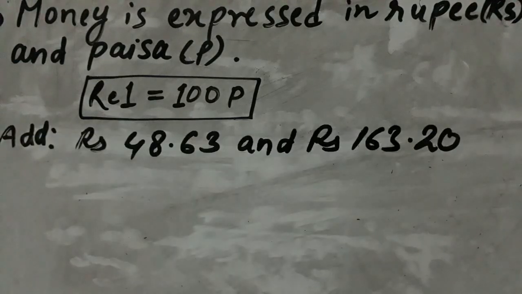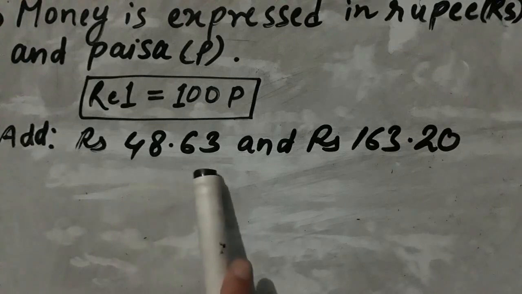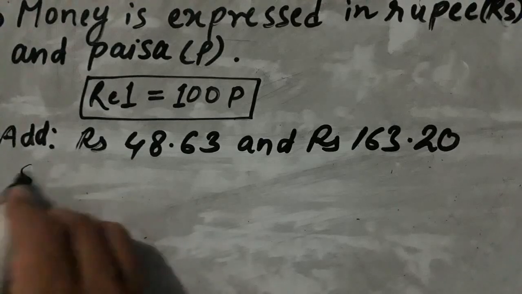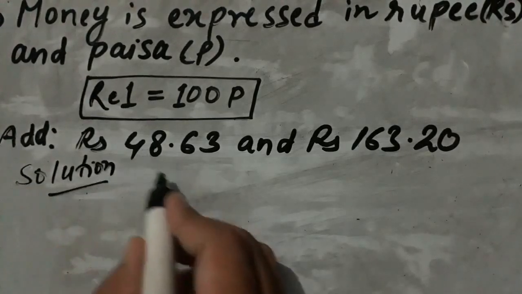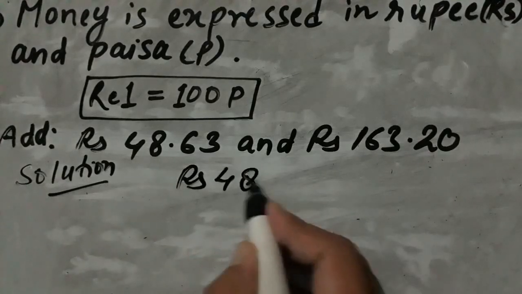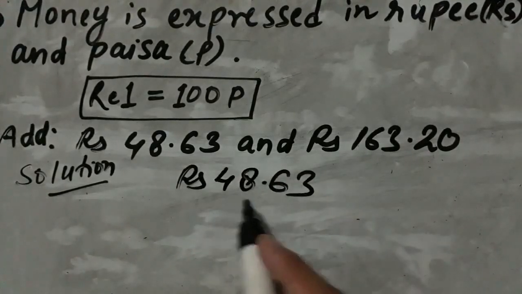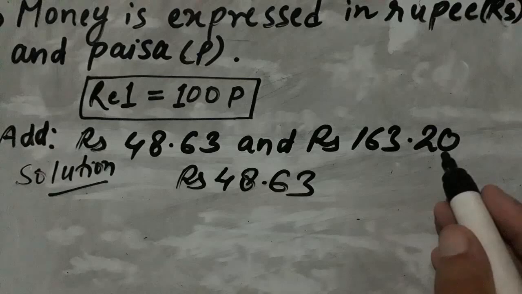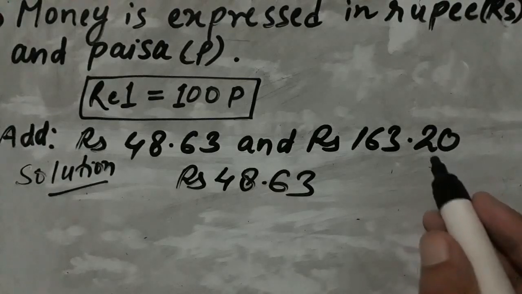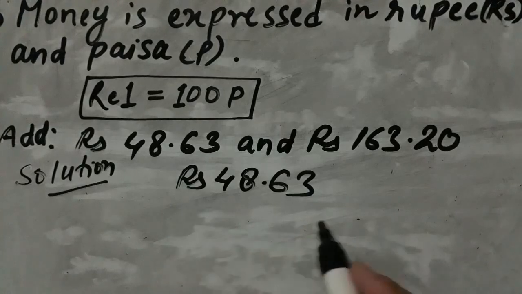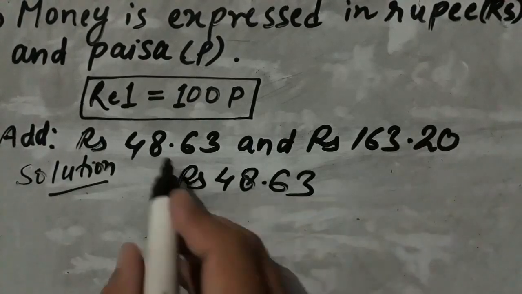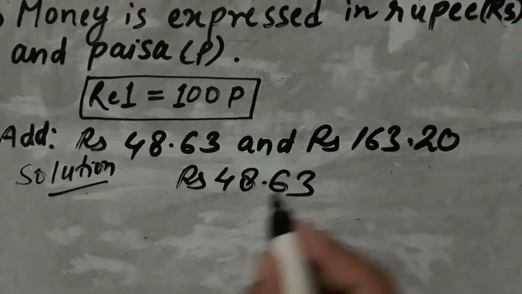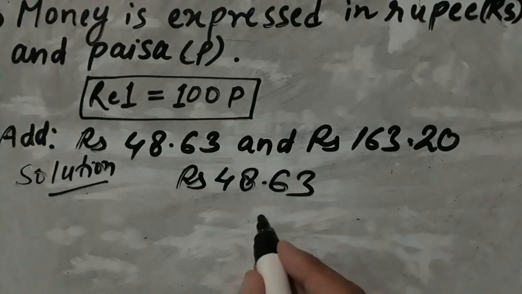So students, here we need to add 48 rupees 63 paisa and 163 rupees 20 paisa. So let's add. First we need to write 48.63, which means 48 rupees 63 paisa. Now we are going to add rupees 163 and 20 paisa. As I have already explained, while performing the addition of money, the decimal should be arranged straight up. So students, this decimal we should keep just below this one.